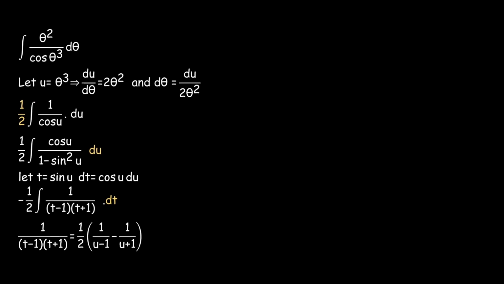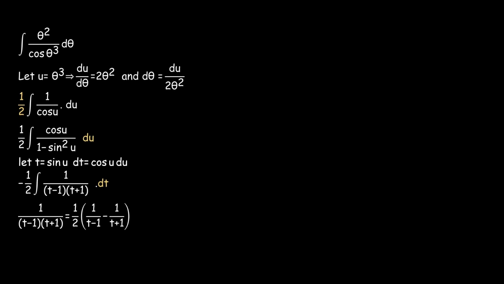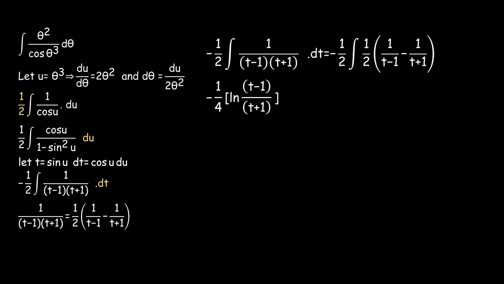Like so. And then you integrate, you have a natural log. So you have natural log of t minus 1 over t plus 1. The value of t is sine u, but then what is u? u was theta cubed. So if you substitute that back again, you're going to have negative 1/4 natural log of sine theta cubed minus 1 over sine theta cubed plus 1. That's our final answer, plus the c. So we forgot the c. I am not a good pirate if that's the case.